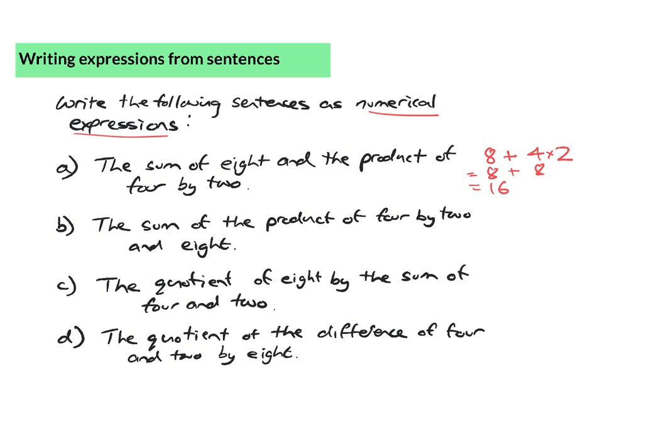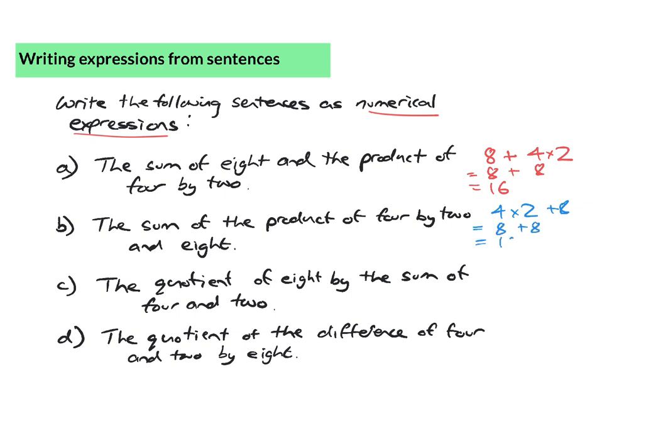Next one, we've got sum again and product again. But look at the wording: the sum of the product of 4 by 2 and 8. So that's going to be 4 and 2, that's the product of 4 by 2, and the sum with 8. So that is equal to 8 plus 8, which equals 16.